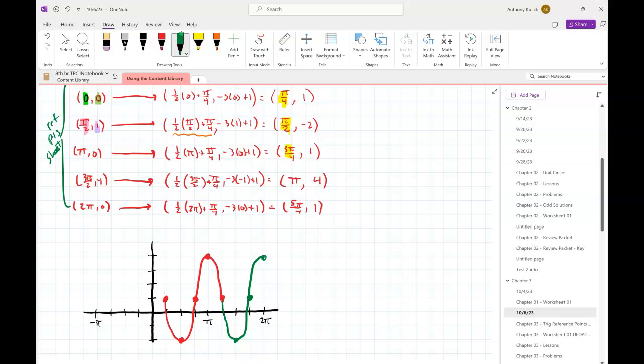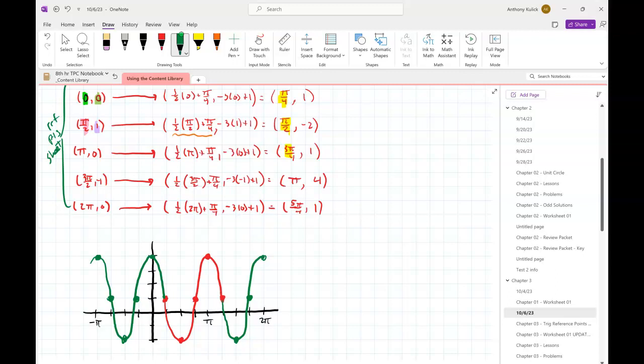All right. So now we're going backwards, right? So I'm going to go 1 unit left and then 3 units up. 1 unit left, 3 units down. 1 unit left, 3 units down. 1 unit left, 3 units up. 1 unit left, 3 units up. Okay.